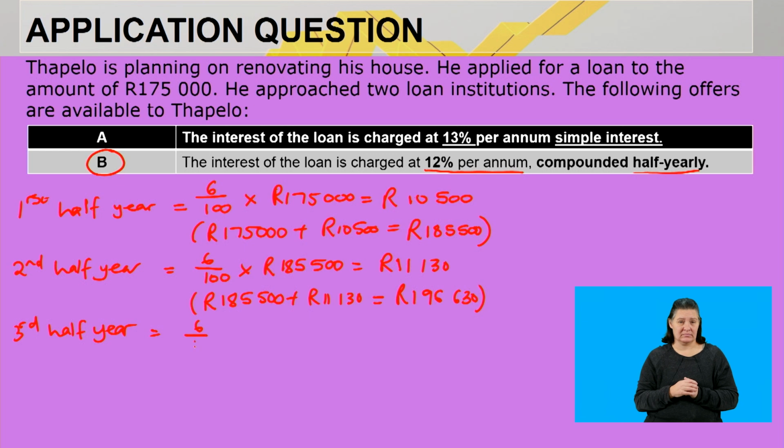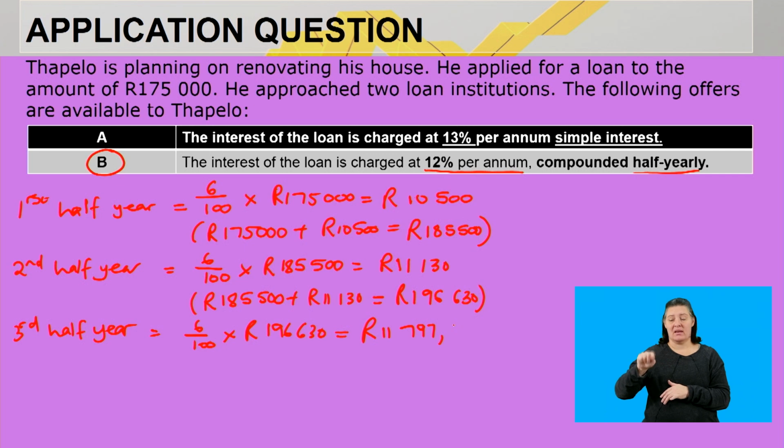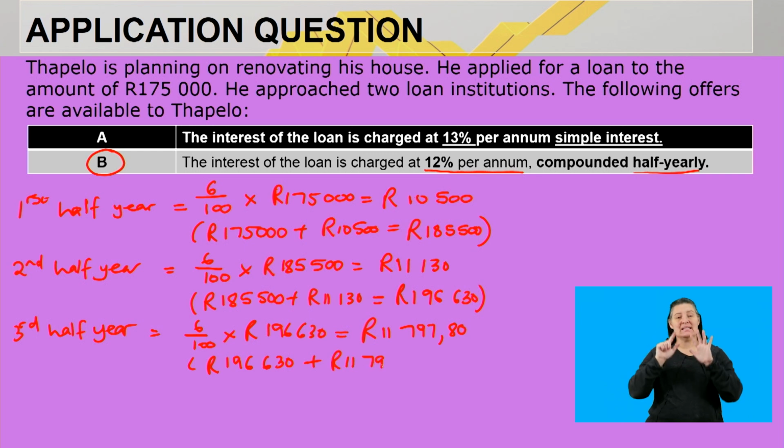So I'm indicating 6% of the new principal amount of 196,630. So let's calculate that, times 6 divided by 100. That will give us interest of 11,797 rand and 80 cents. Right, so remember, now I need to add the two amounts together. So therefore it becomes 196,630 plus your interest of 11,797 rand 80 cents. So what will that give us?